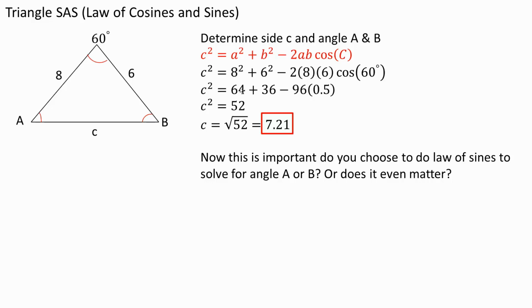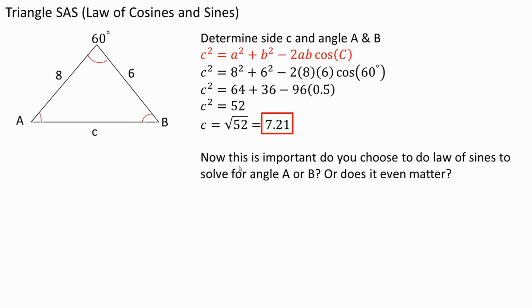So 8 squared is 64, 6 squared is 36, 2 times 8 is 16, 16 times 6 is 96. So minus 96. If we add everything up, we would get 64 plus 36 minus 96 times 0.5, which will be 52. So C is equal to the square root of 52, which is 7.21. And now we will do law of sines to solve angle A and angle B.